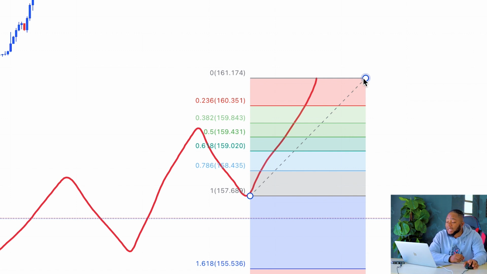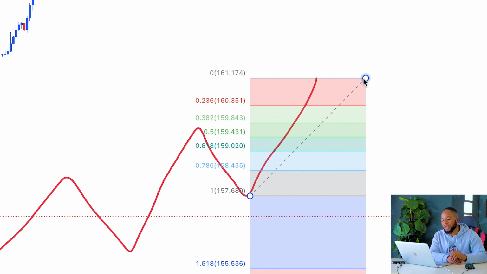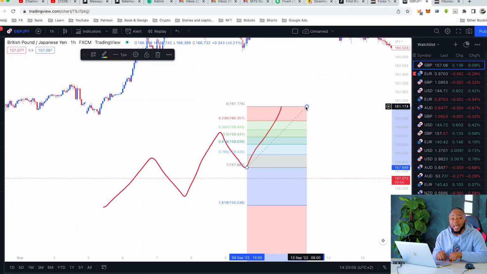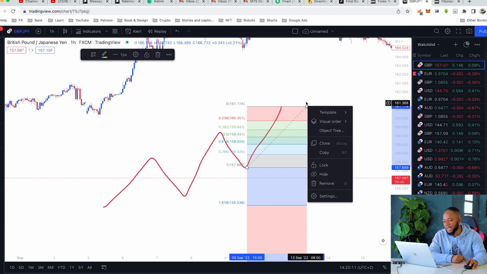You won't even need to be using this tool, because there is already a tool that has calculated the price levels for you. The only thing you have to do is go on your chart, look for that level, and as soon as the price gets to that level, you just buy or sell. As easy as that. So come with me, let me show you guys what I'm saying.